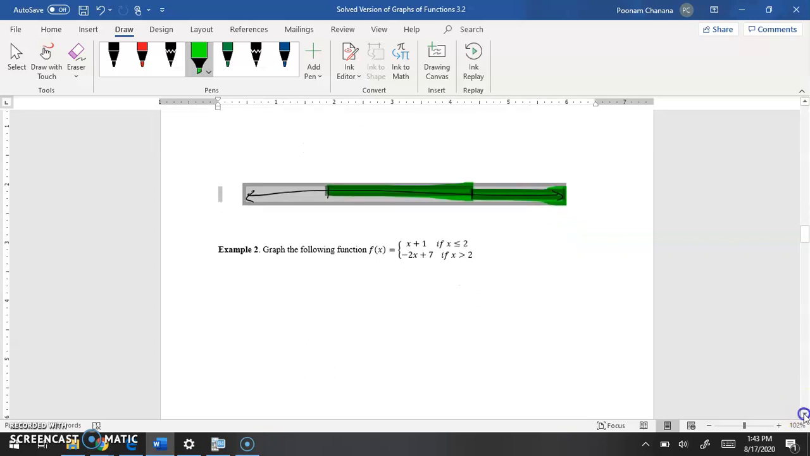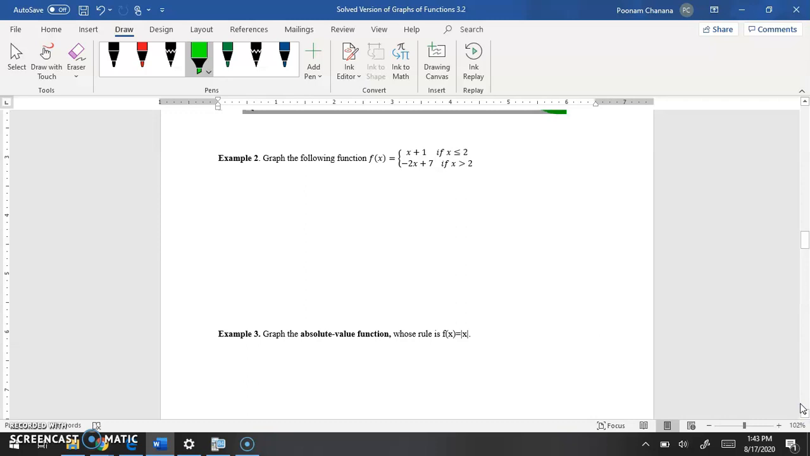Let's learn it using an example. So here we have this function f of x is equal to x plus 1 if x is less than or equal to 2, and the function is defined as minus 2x plus 7 if x is more than 2. So what does that mean?